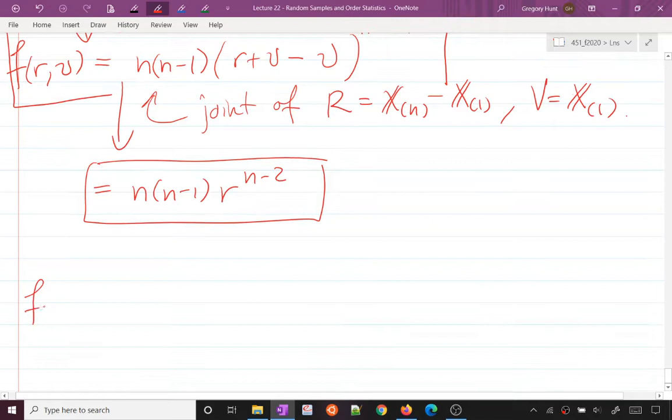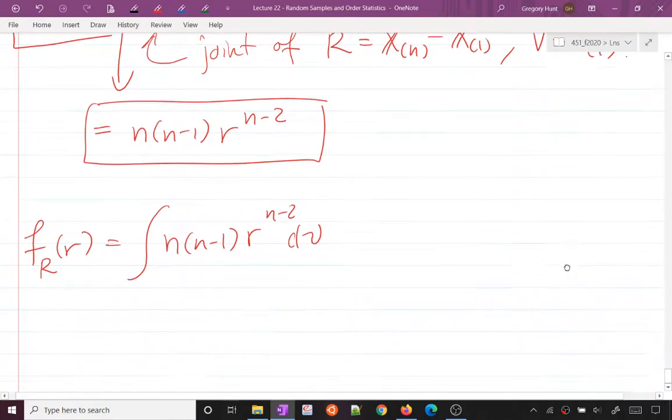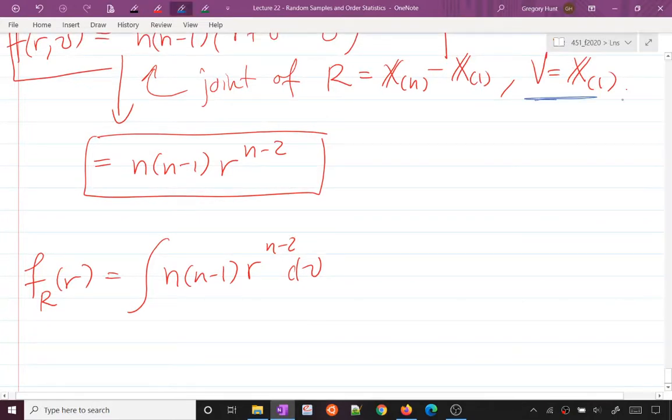All right. So if I want just the marginal of the range, f of r, what I do is I integrate this joint. Now this joint actually doesn't involve v in a really obvious way. I integrate with respect to v. I just have to get my limits of integration correct, right? So I'm integrating out v, which is the minimum. So what is v allowed to be? Well, I know my random variables all are between 0 and 1. And so certainly my minimum could be 0. So the lower limit of integration is 0.